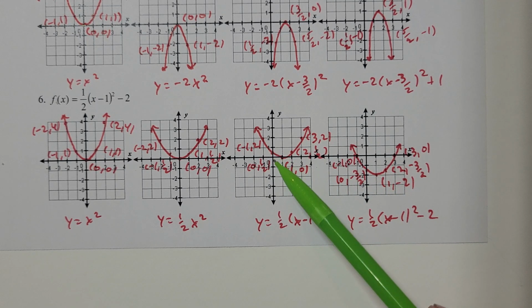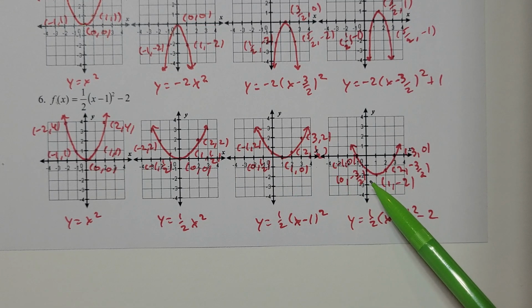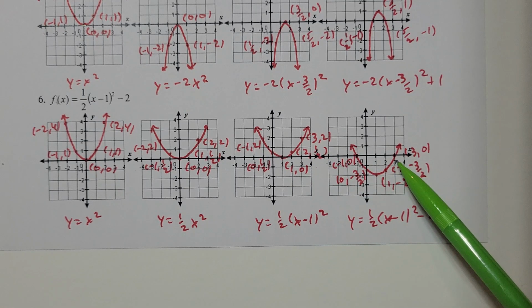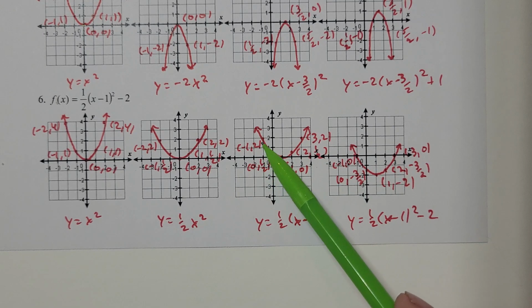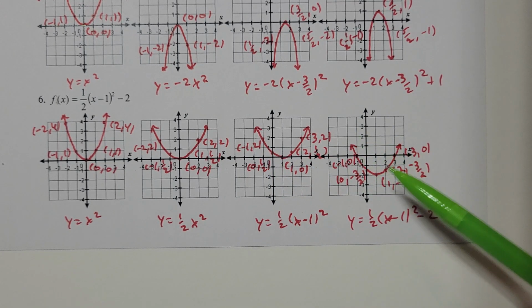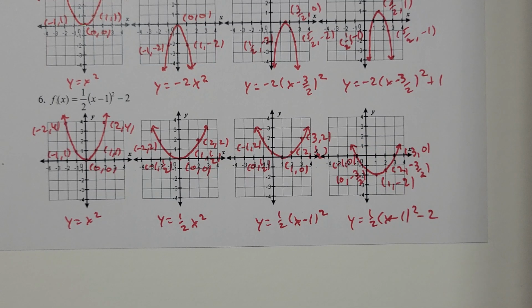0, 1/2. When I go down 2 units, that'll put me at 0, -3 halves. And then 3, 2 is going to be at 3, 0. -1, 2 is going to be at -1, 0. So then I draw the parabola passing through those points there.